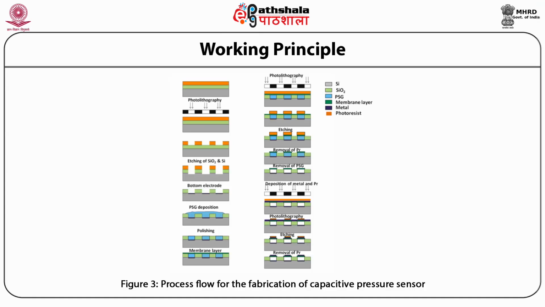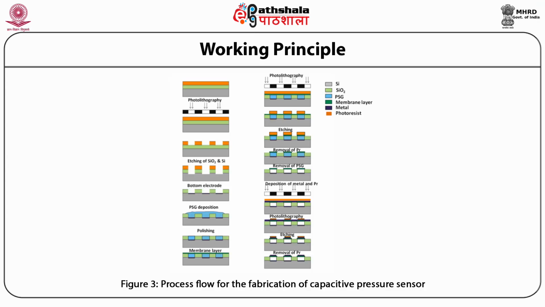After this step, or after the formation of grooves, the layer over SiO2, that is photoresist, is removed. So students, we get the polishing condition after the PSG deposition. So in case of polishing, the extra photoresist should be removed and it becomes smooth. Finally, a membrane layer is deposited on the fabricated device.